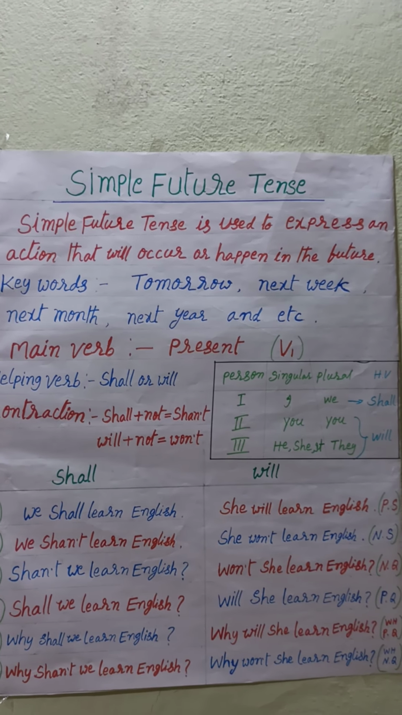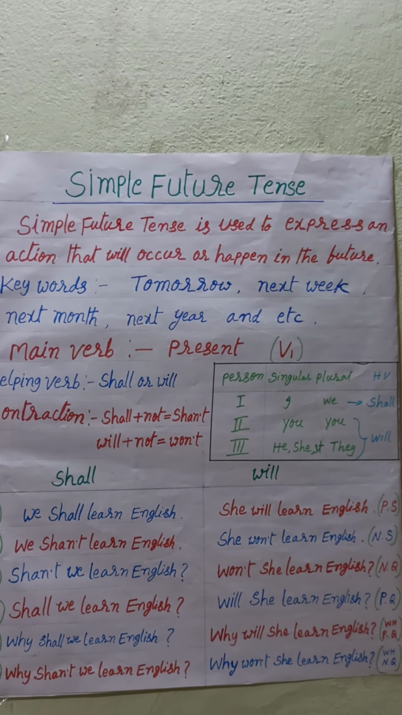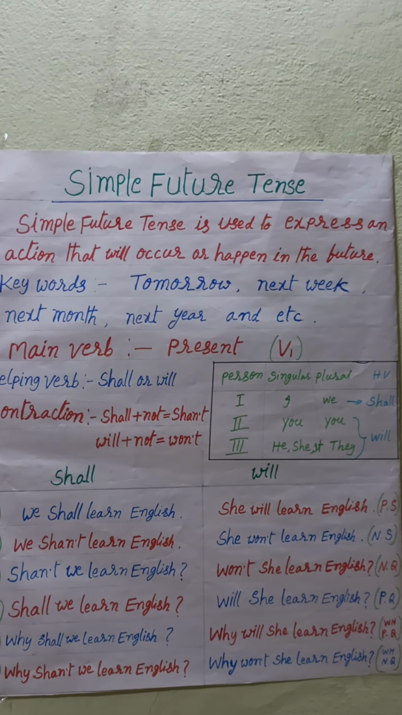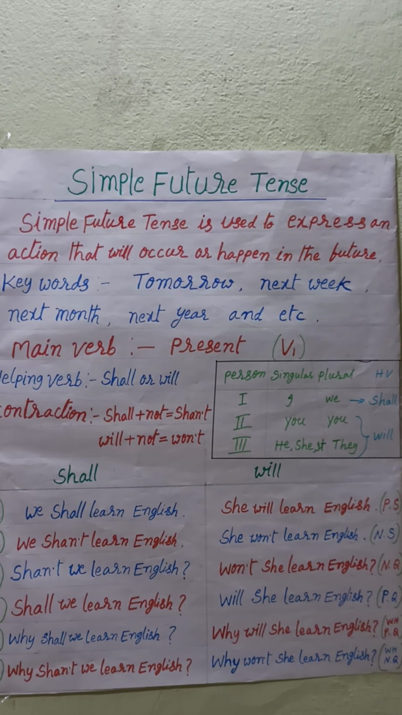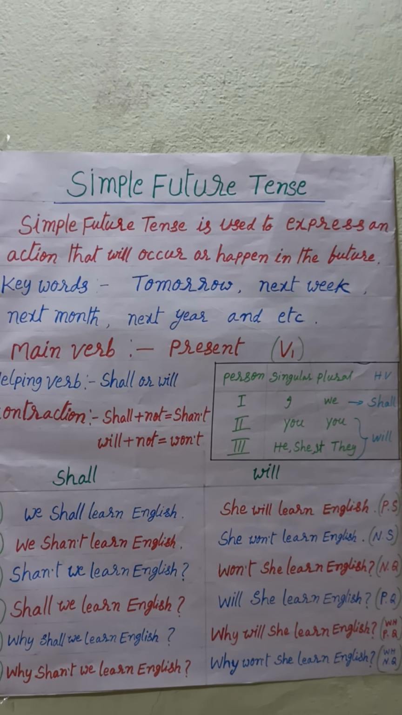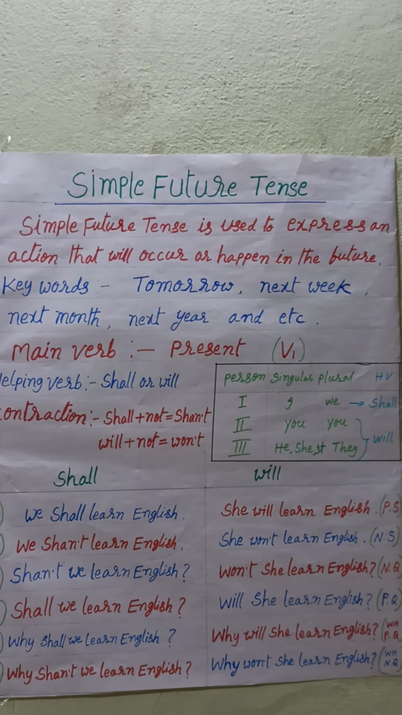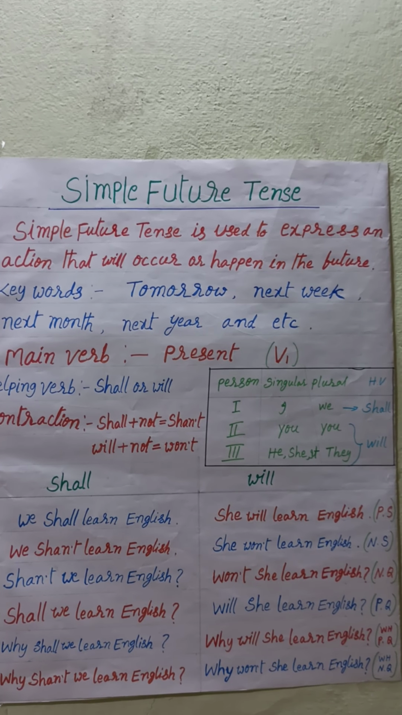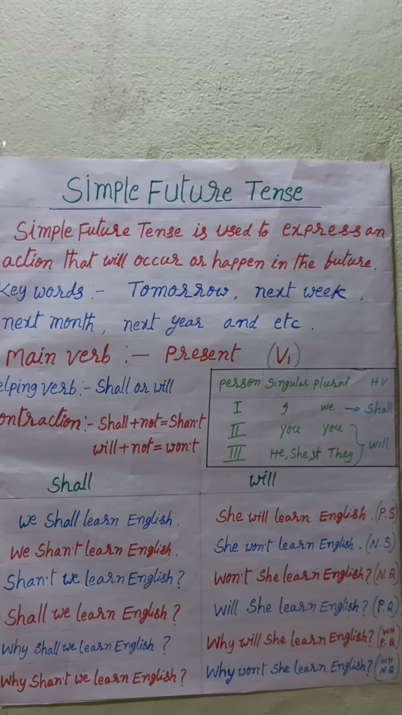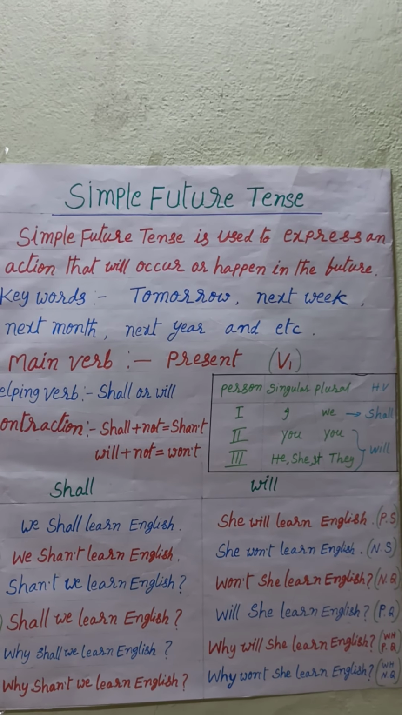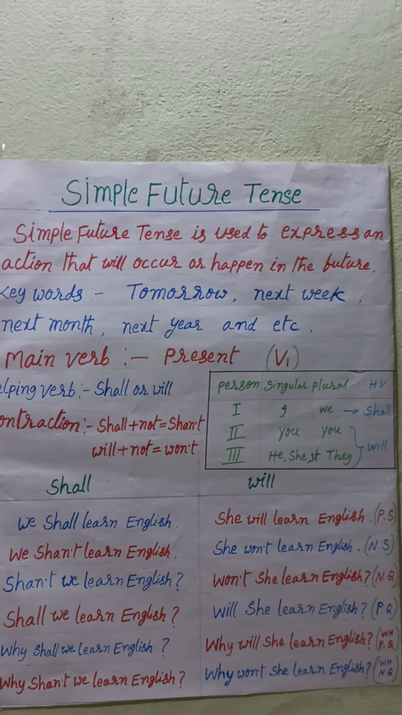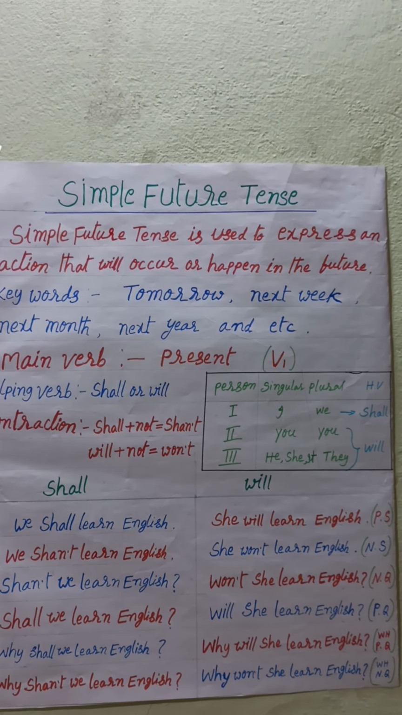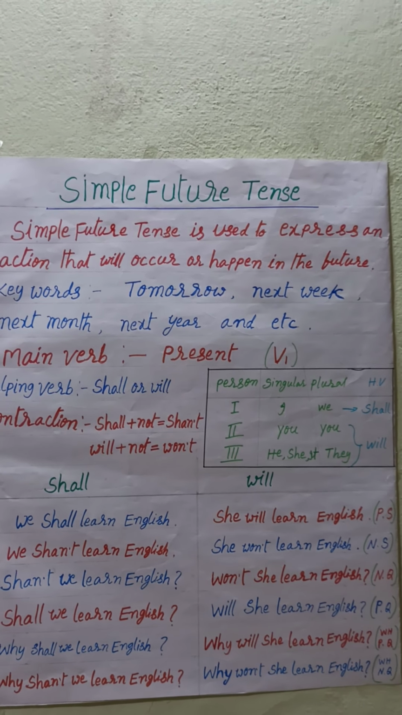The same way, she won't learn English. Won't is short form of will not. She will not learn English is also correct. She won't learn English is negative sentence.